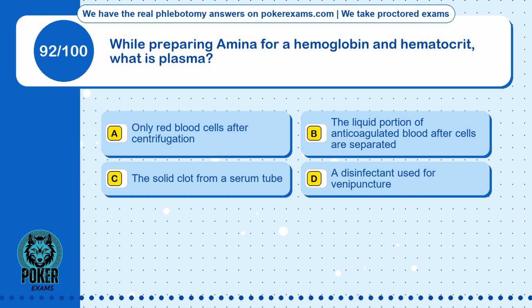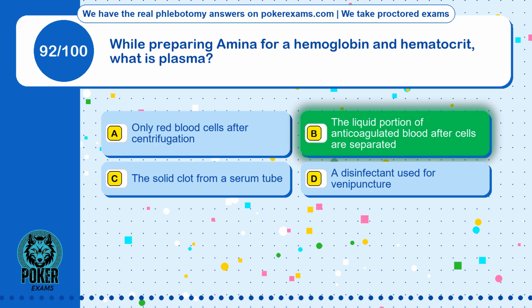Question 92. While preparing Amina for a hemoglobin and hematocrit, what is plasma? Option A. Only red blood cells after centrifugation. Option B. The liquid portion of anticoagulated blood after cells are separated. Option C. The solid clot from a serum tube. Option D. A disinfectant used for venipuncture.